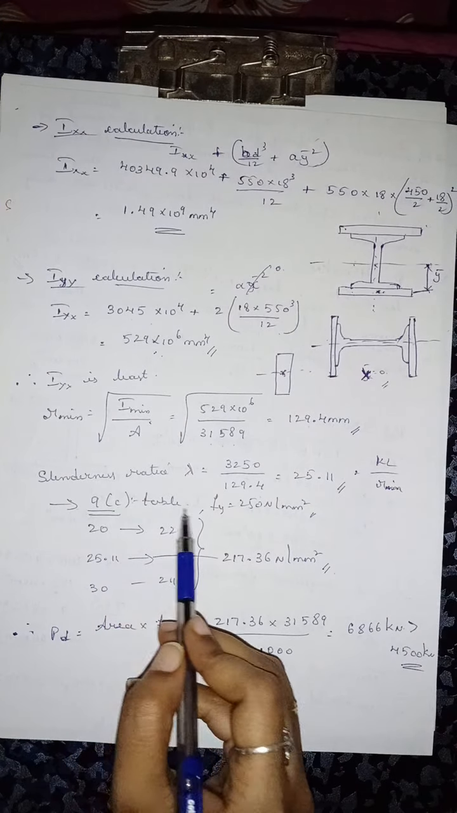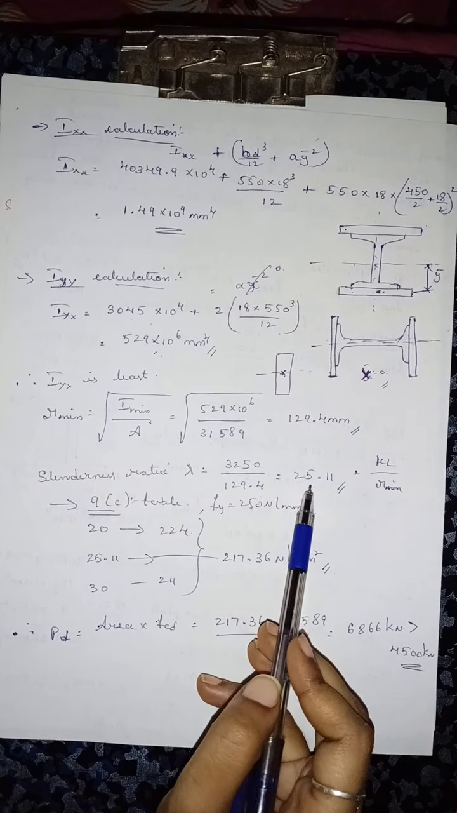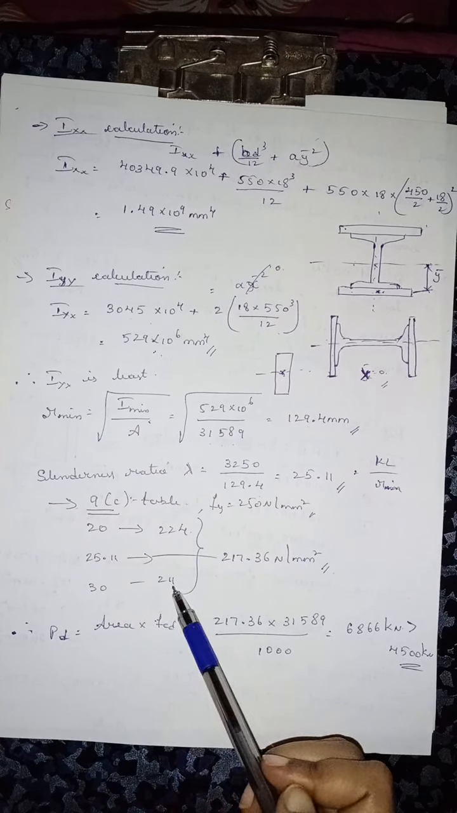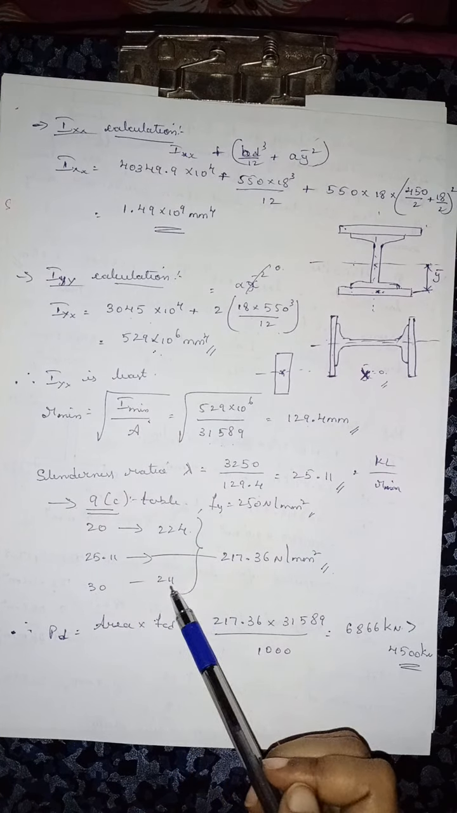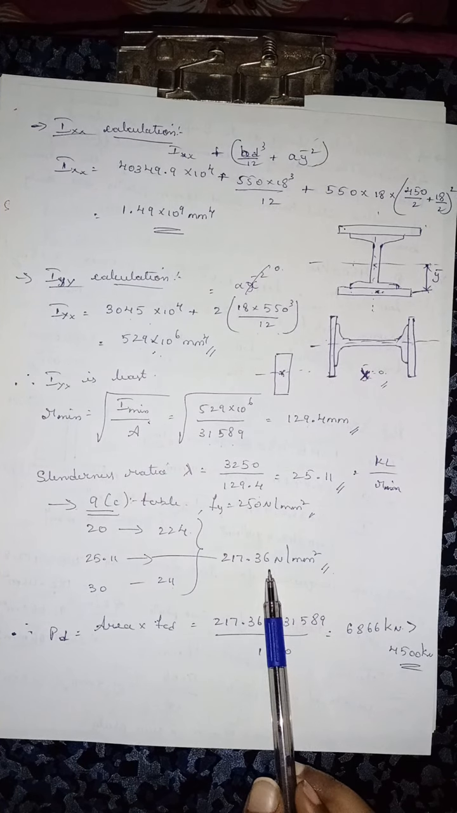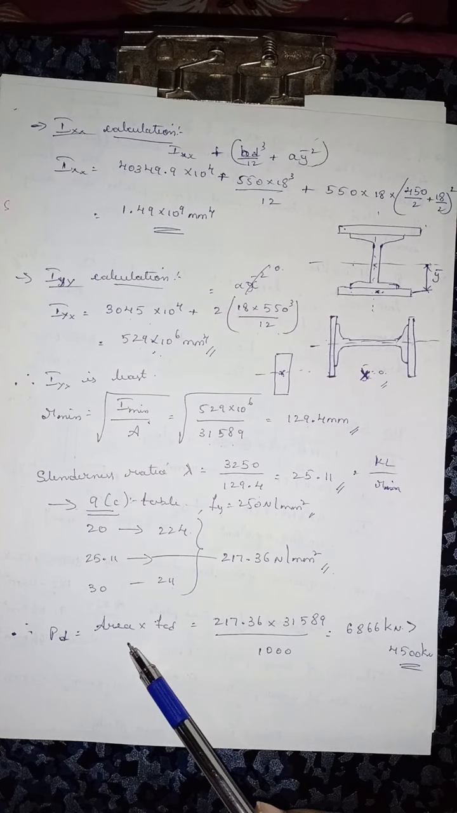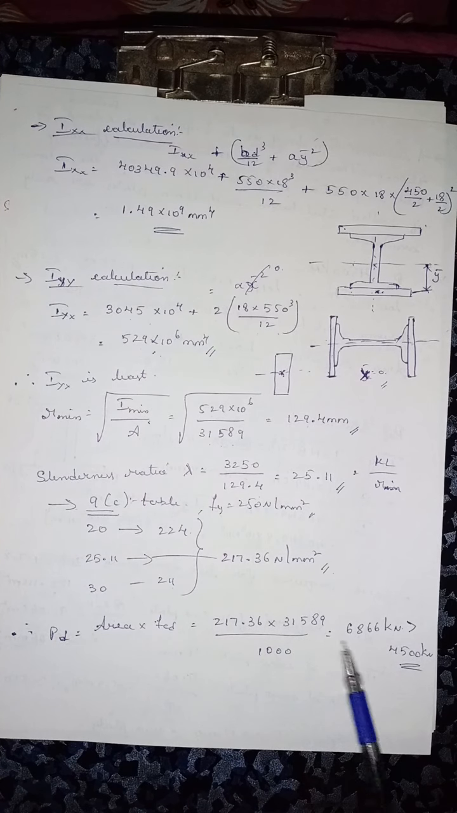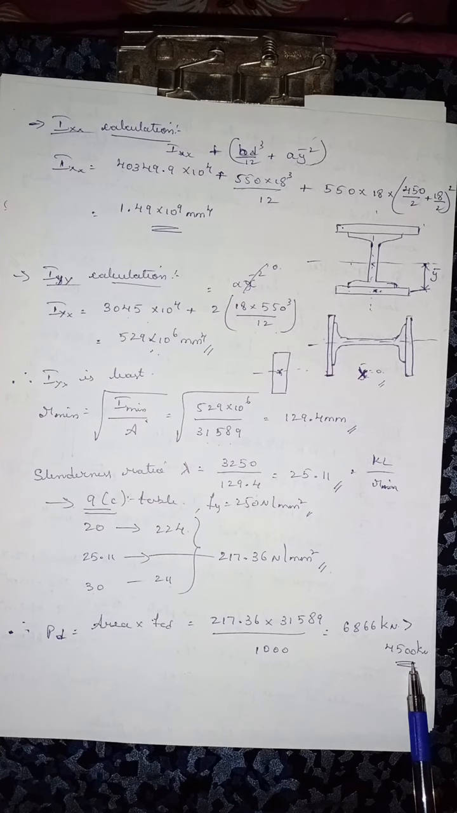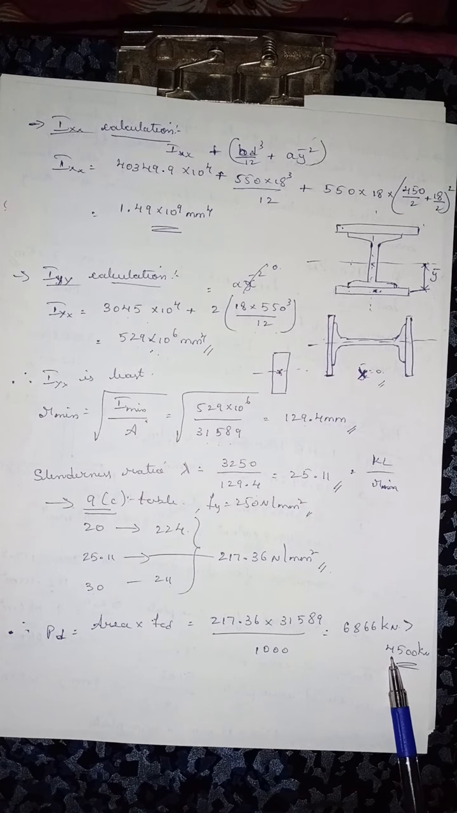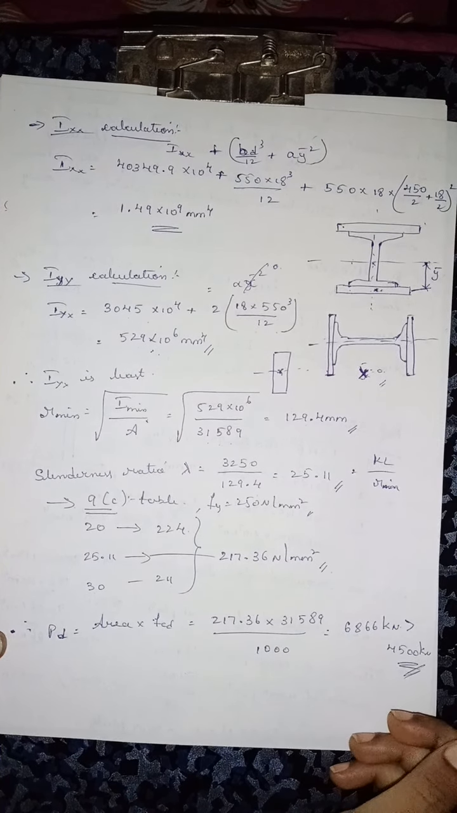So take down that 9C, go for table number 9C. It will be between 20 and 30. Write down the values, and fy will be 250. Interpolate between these two values, you will get the answer. That is the fcd value. Area into fcd will give you the Pd value. Whatever Pd you have calculated has to be compared with the applied load. Load applied is 4500 kilonewtons. So the area we have taken is safe, or it can take up the loading. That is our conclusion. So this is about one more problem.